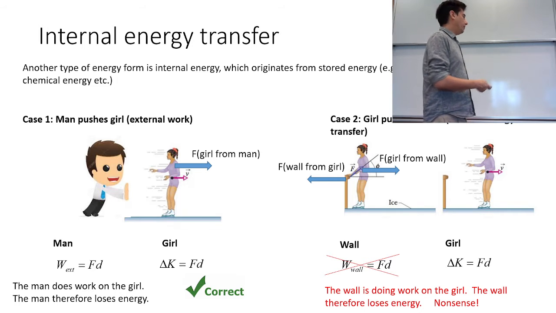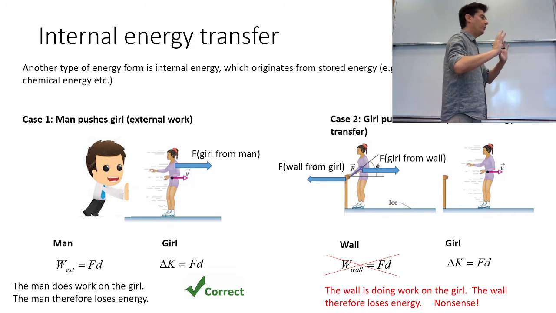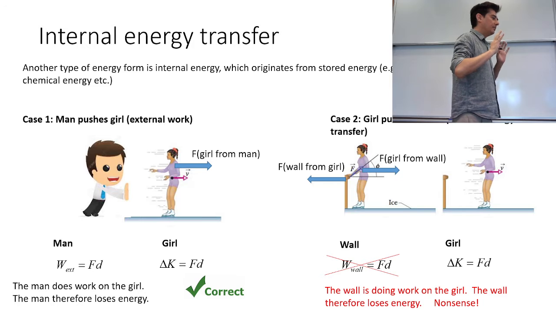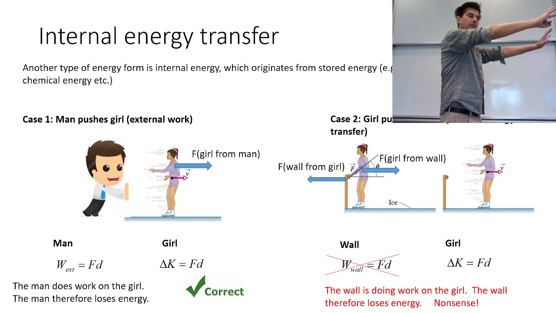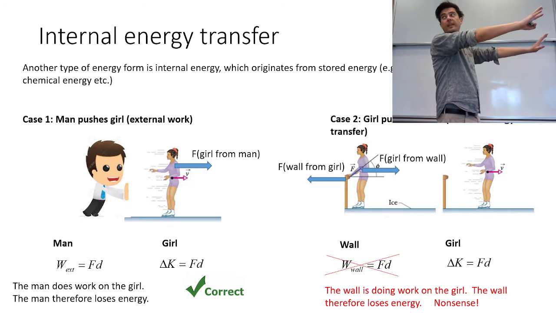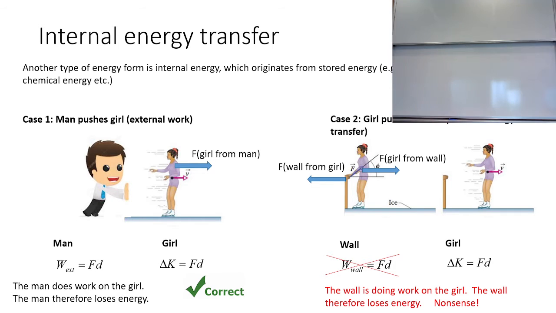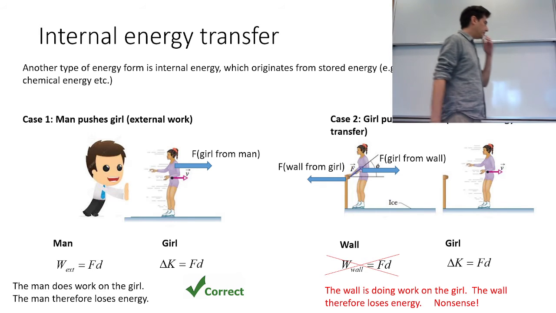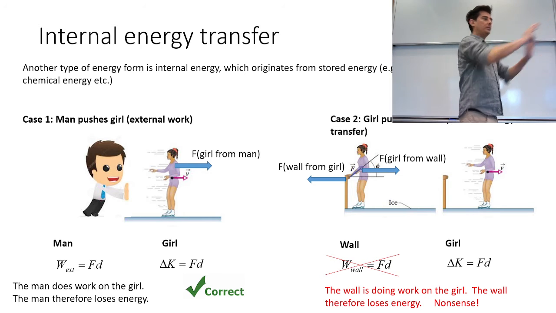We would say the man is providing the external work. Say he pushes her with some force through some distance. So he's going like this. The force would be the force that his arms are providing, and the distance would be from here to here, right? That's the work that he's providing, and that's the external work that's provided.